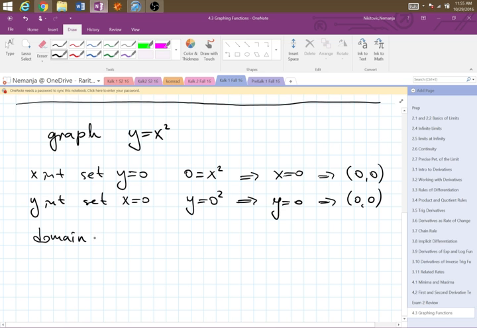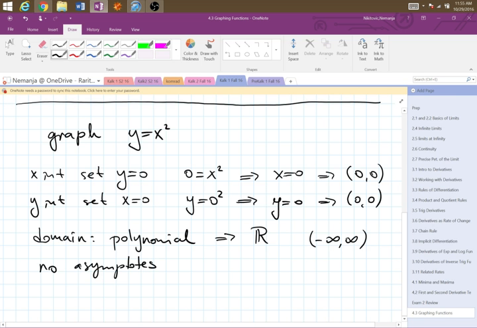So in terms of the domain, we know that it is a polynomial, which implies all real numbers. So this is the double-bar R. You can also write it as negative infinity to positive infinity. If you like to write more, it's okay. No asymptotes of any kind.